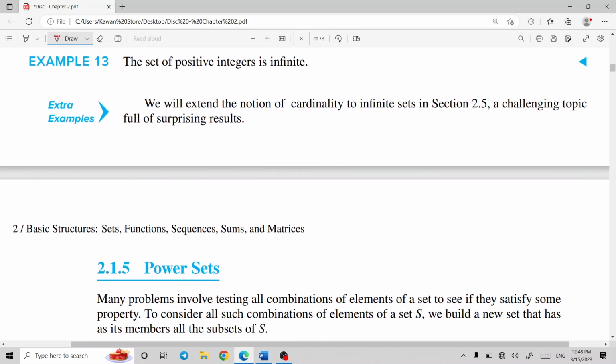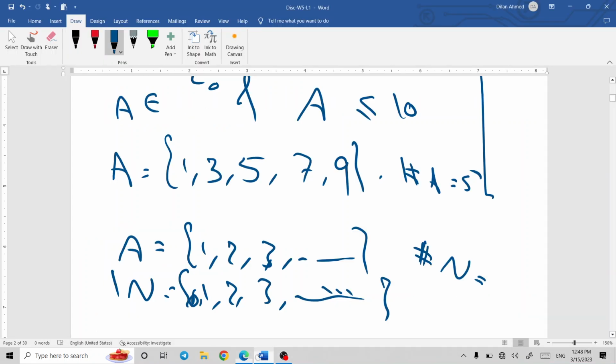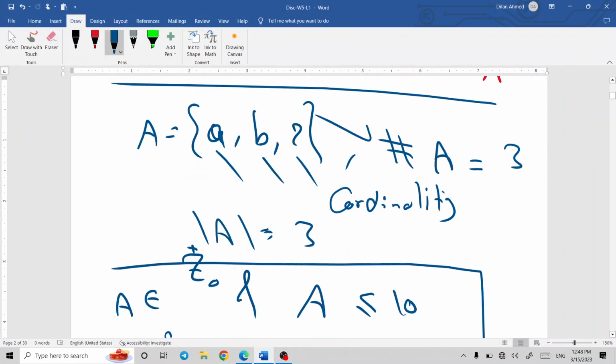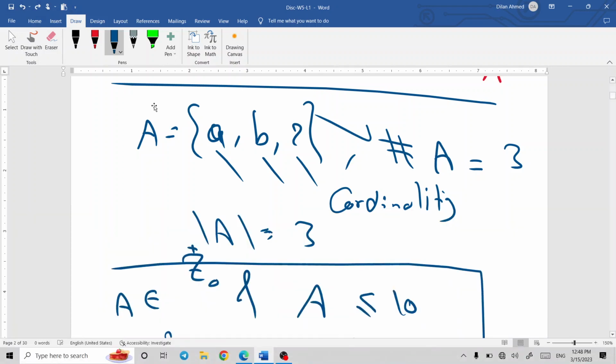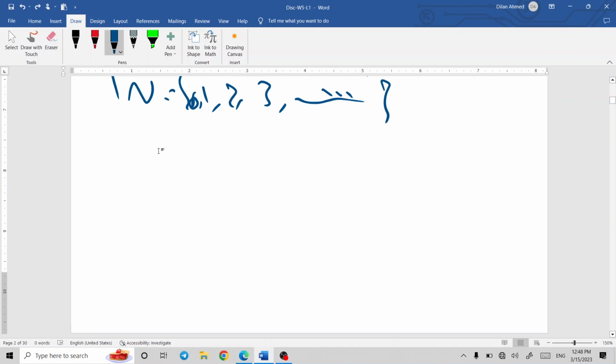Till here is clear. Now we have another thing, and it is actually good for your branch, computer science or engineering. Why? Because we have power sets.